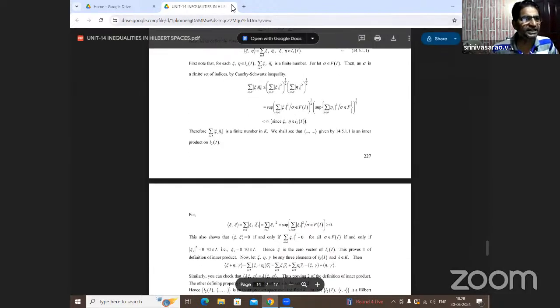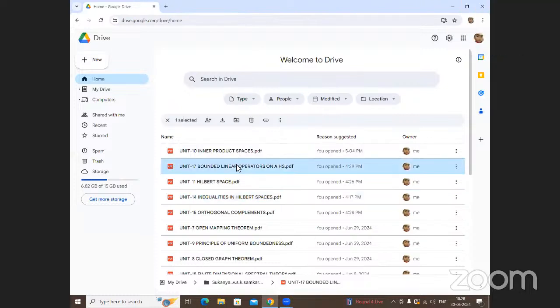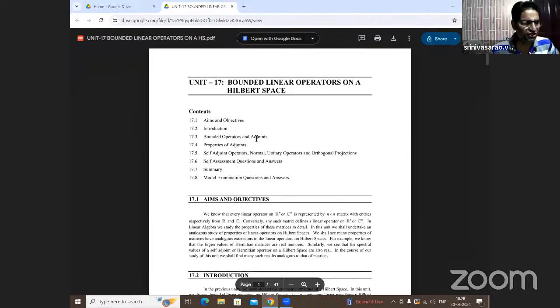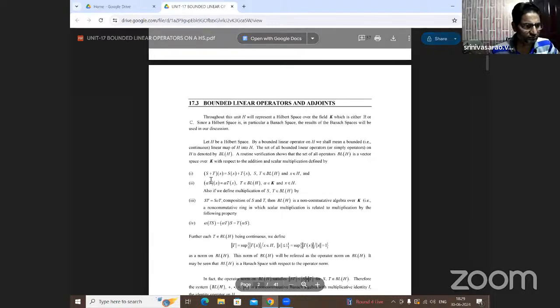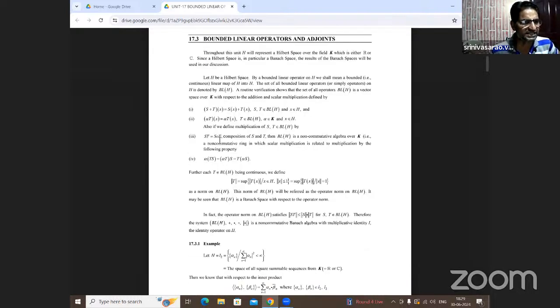Okay. Now directly, next you have to see the 17th unit. Please, students, bounded operators and adjoints. You must see the definitions. (S plus T)(X) means S of X plus T of X, and (alpha T)(X) means alpha times T of X, under the operations. ST can also be written as S circle T. Circle means the composition of S and T.